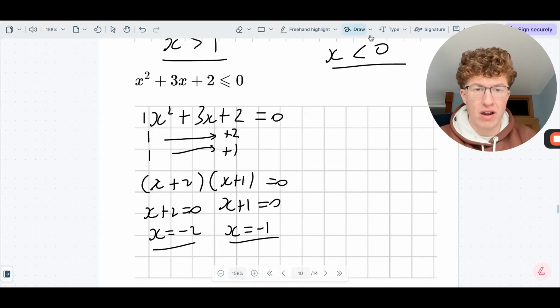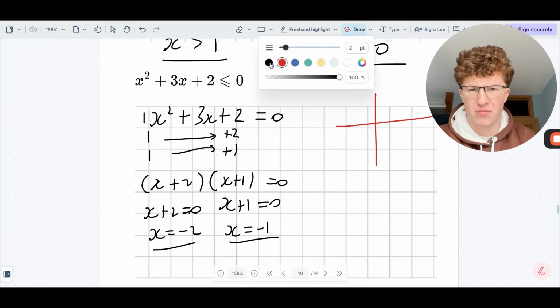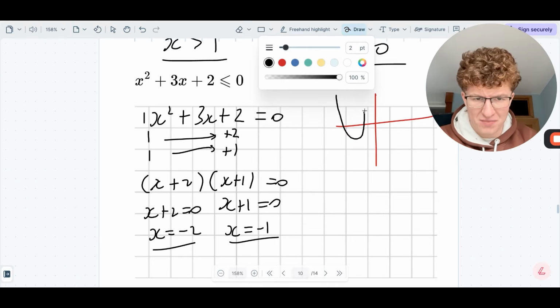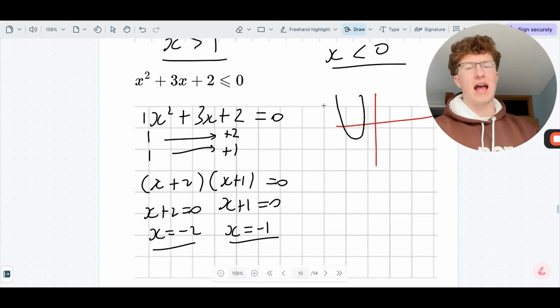So if I draw a graph, I'll draw it in red real quick. If I have a graph like this, it's very rough, but vaguely, this function is going to look something like this, because it's a positive x squared. I know it's going to look like a happy face.